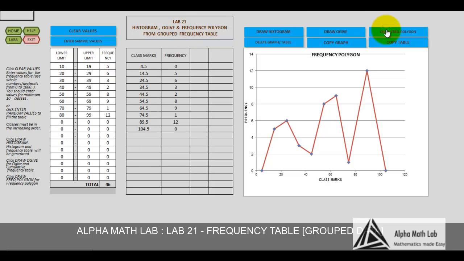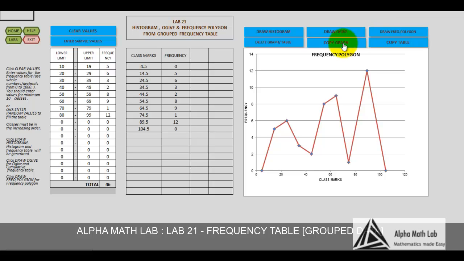Draw frequency polygon. MATLAB calculates the class marks, which means the midpoint of each class, and enters the respective frequencies in this column and plot the frequencies against the midpoint of each class, hence prepare the frequency polygon.